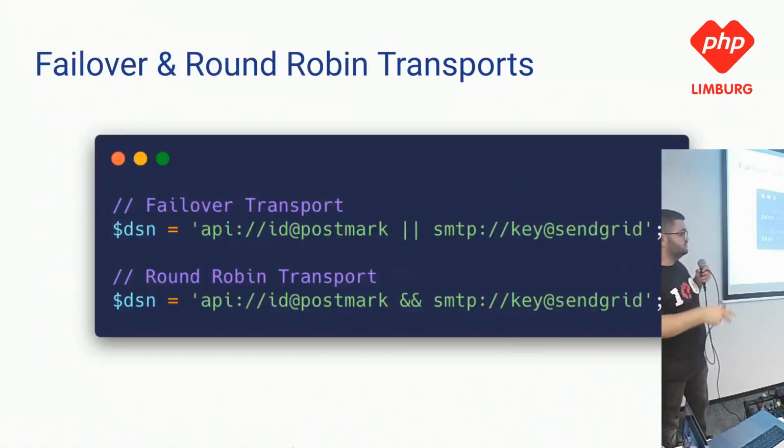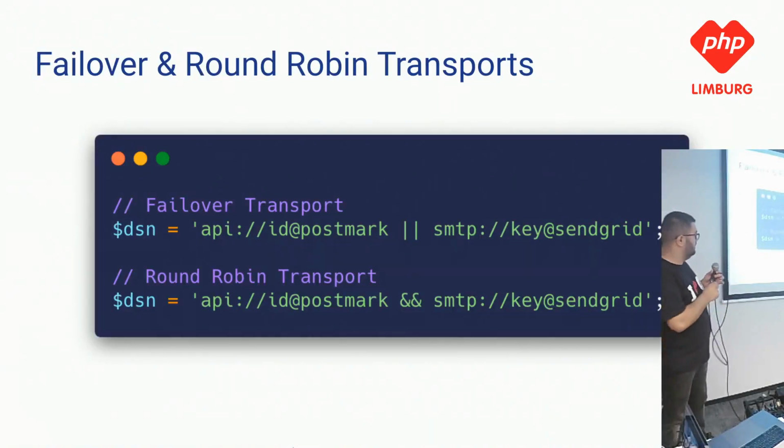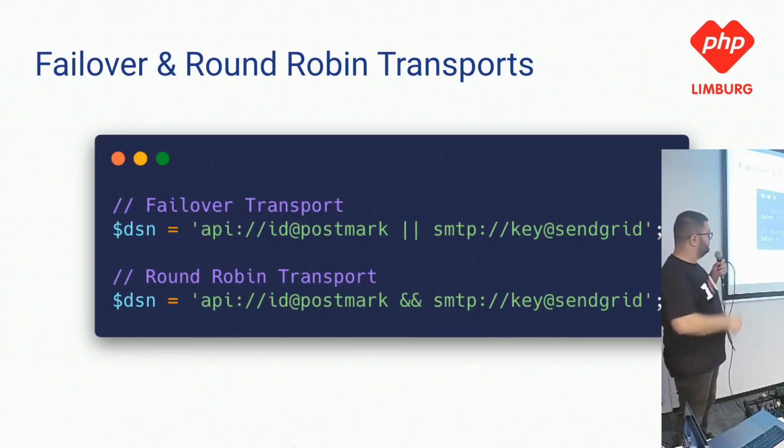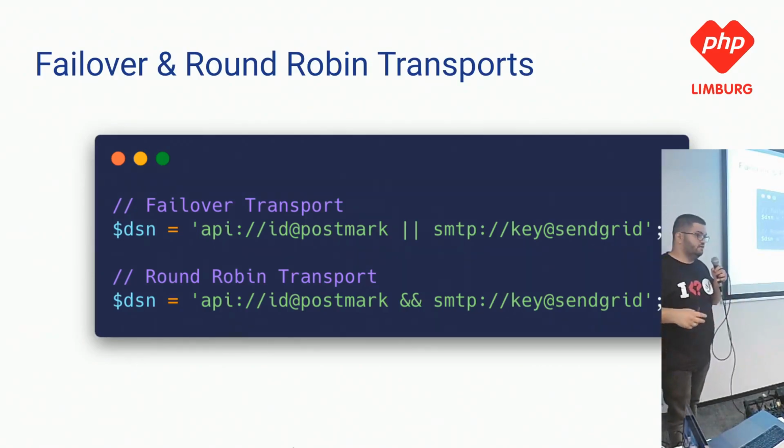There are also 2 cool transports too. The first one is the failover, and that means that it will try to send it in the first instance by using Postmark, and if it fails, then it will try to send it with SendGrid. And round robin will act like a load balancer, and it will first select the first and then the second. And the cool thing is that you can combine more than 2 transports.